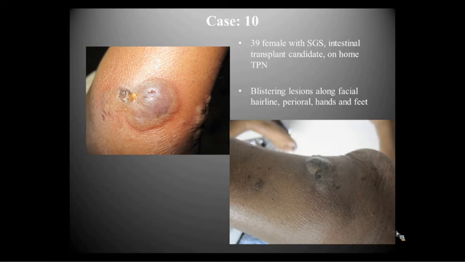This is a short gut syndrome patient. She's an intestinal transplant candidate. She takes nothing by mouth. She's completely dependent on TPN. And she comes in with these blistering lesions, on the scalp hairline, perioral, hands and feet.